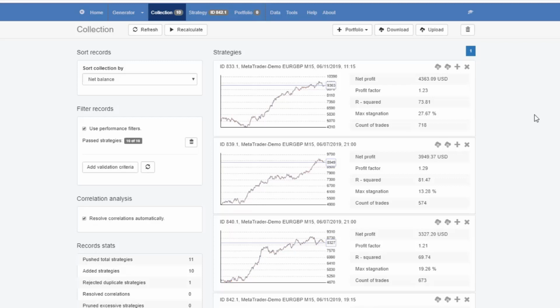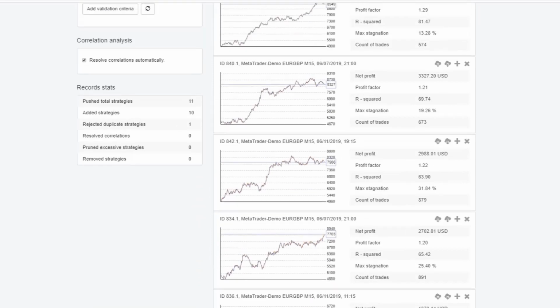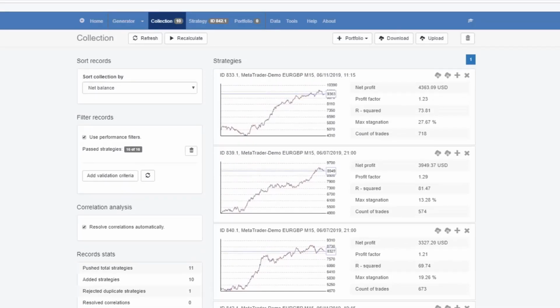In simple words, all these strategies that I have for the euro pound, and in this case I have the 10 which I placed on the MetaTrader, but even if there are more, I can add these strategies to one expert advisor. So one expert advisor will trade these strategies on one chart in MetaTrader.